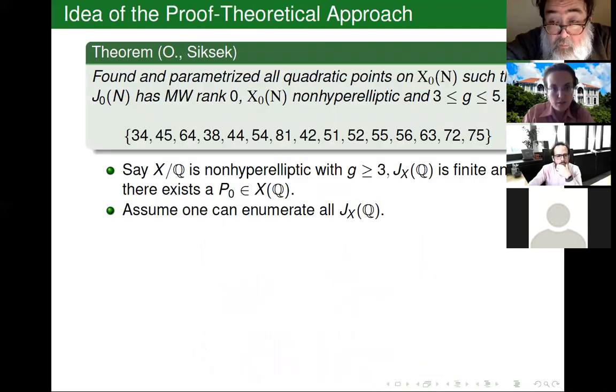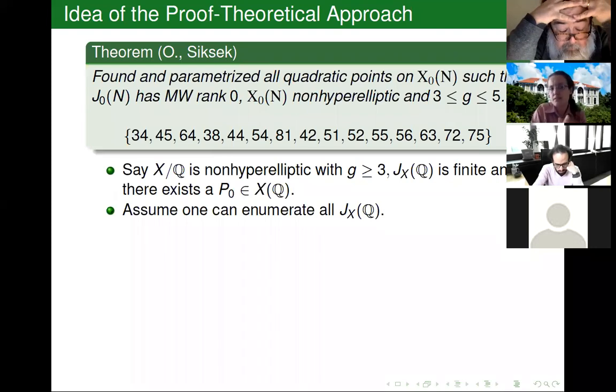All right, so maybe I should say a few words about the idea of the proof, because it's a computational result, and sometimes it's hard to explain what goes into the proof, but let me try it anyway. So first of all, the theoretical approach. How do you approach such a question? If you have a curve, how do you try to find all its quadratic points?